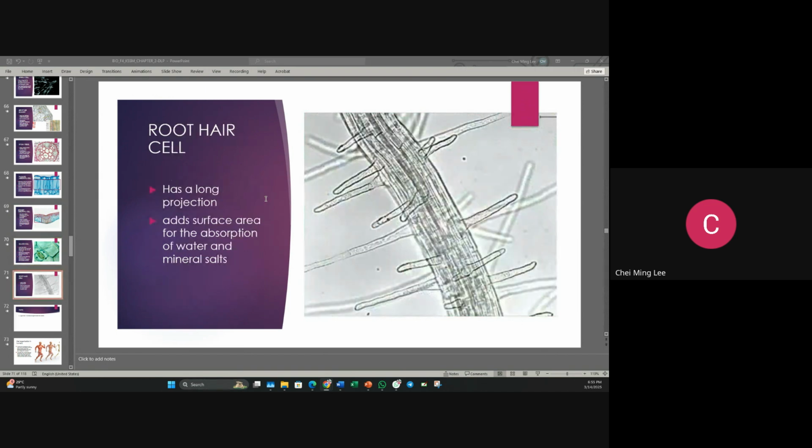Okay, next, root hair cell. The root hair cell is actually on the root, and it has a very small projection. This is the root hair cell, the small one. It has a long projection to increase the surface area for the absorption of water and mineral salt. Okay, all right. So jot this down as well.